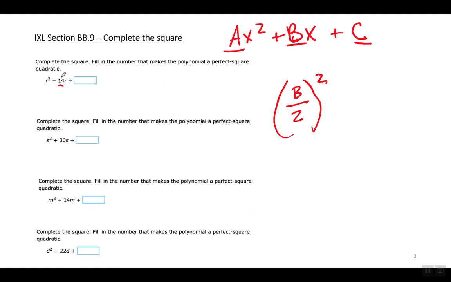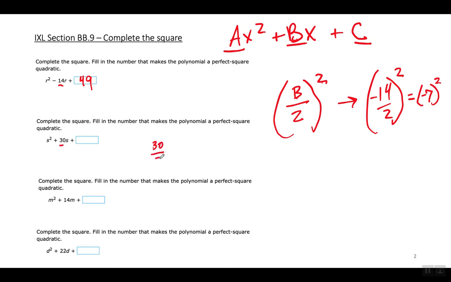So for example, in our first example, we have negative 14. So I'm going to take negative 14, divide it by 2, and square it. Negative 14 divided by 2 is negative 7, and negative 7 to the second power is positive 49. That's your answer. Let me do this one right here. Whatever B is, divide by 2 and then square it. B is 30. So 30 divided by 2 is 15, and 15 to the second power is 225. So that's the number that I put right here.